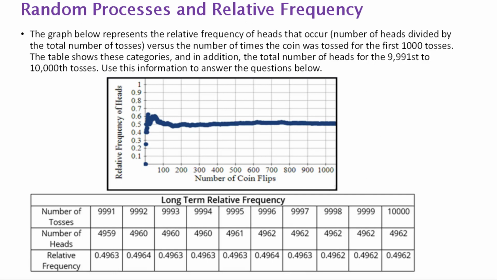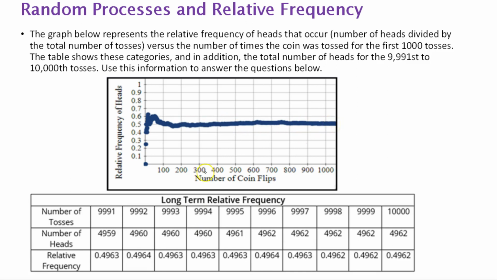Now here we have a graph and a table, and this is from the same random process of flipping a coin. However, look at the number of coin flips here. You can read through this, but I'm just going to go through the graph. So 100, 200, 300, etc. up to 1,000. At first, we might say definitely up the first 100 flips and here a little bit, we would say that these values are unpredictable, okay? But as we continue on with the number of flips, we have what we call long-term stability.